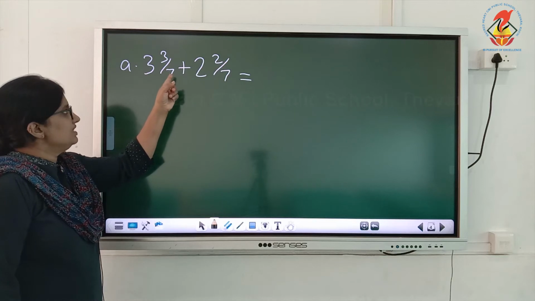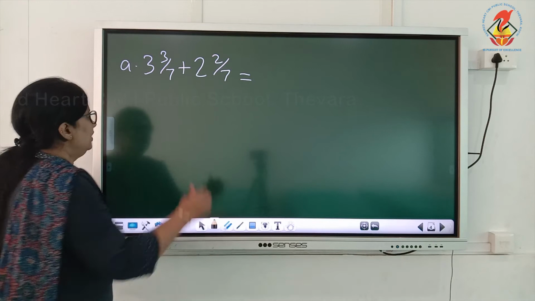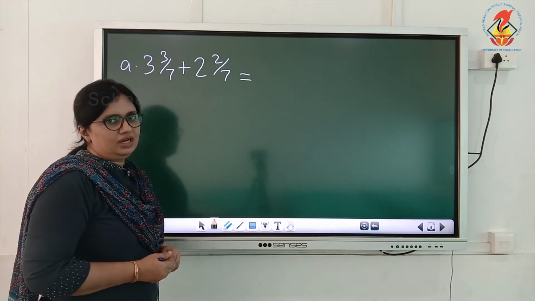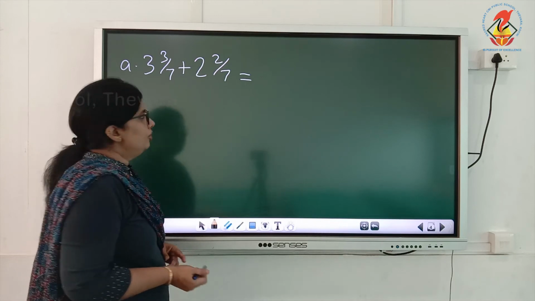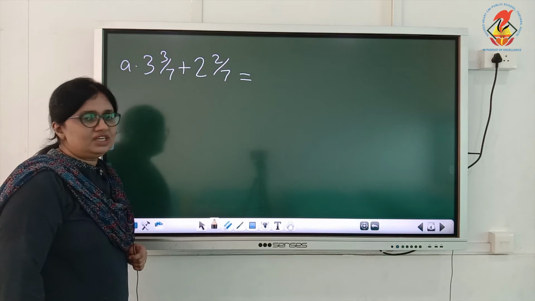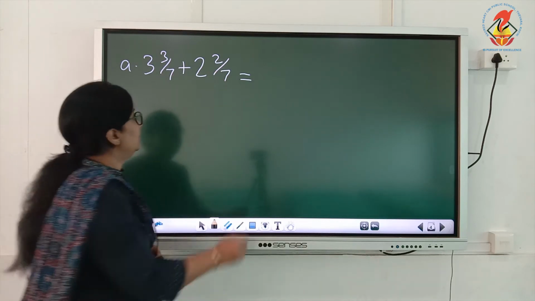3 and 3 by 7 plus 2 and 2 by 7. And what did I tell you? You need to change it into an improper fraction. How can we change? The formula is what? Whole number into denominator plus numerator, that is the numerator. You know how to do that, right?